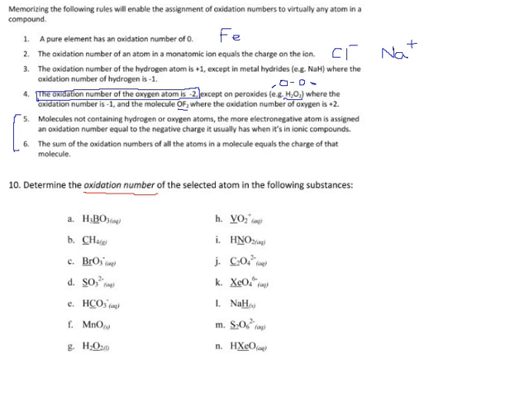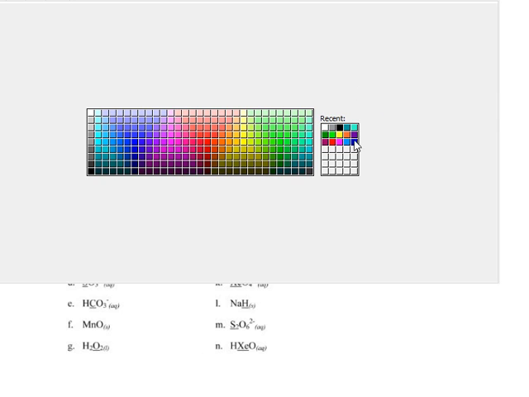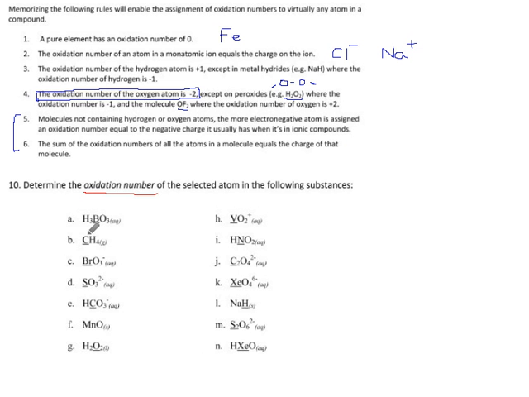So let's see if we can do some others a little bit faster. CH4: pure element, no. Monatomic ion, no. Hydrogens are +1. So the hydrogens combined add up to +4 here, but the total for the whole molecule is 0, so the carbon must be -4. Fair enough.